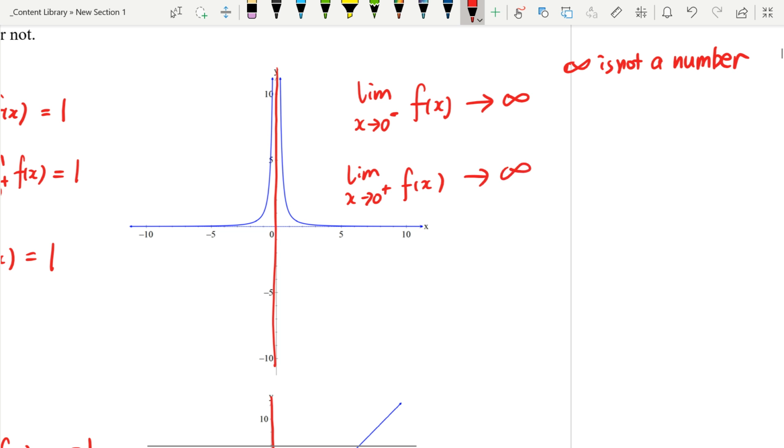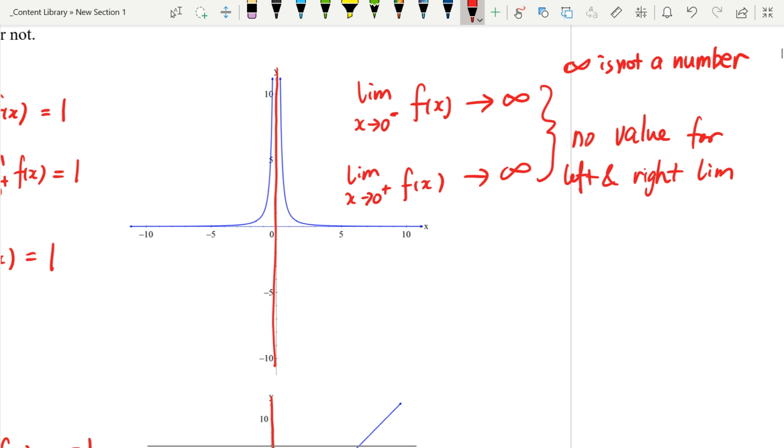There's no limit because the left hand side limit and right hand side limit do not exist. There's no value. I need a value, but there's no value for the left limit and right limit. So the limit does not exist. Even though both sides are approaching infinity, that's not a point. That's not a value. So the limit does not exist in this case.